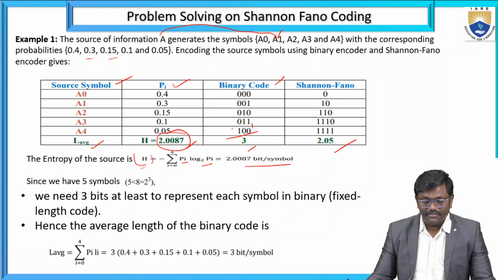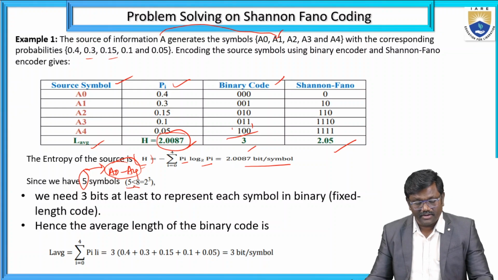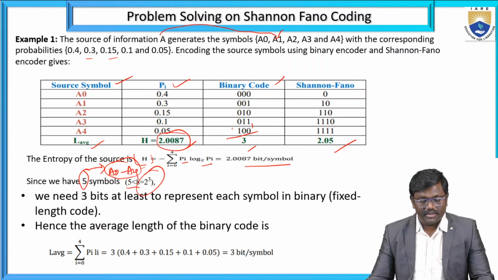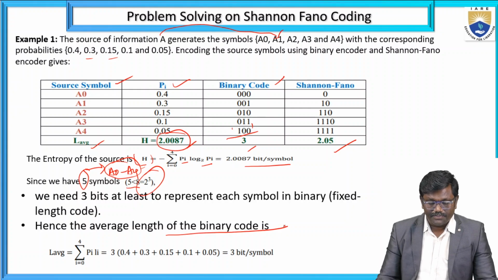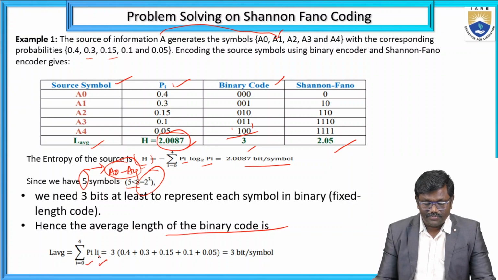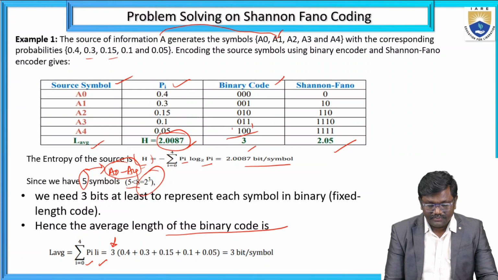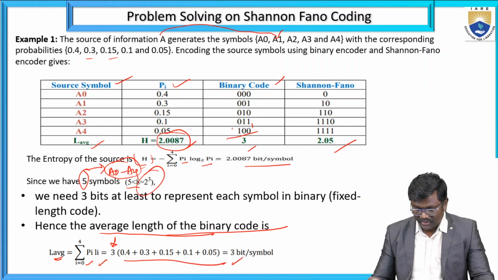Since we have five symbols, from A0 to A4, and 5 is greater than 4 and less than or equal to 8, which is 2 to the power of 3, we need at least 3 bits to represent each symbol in a binary fixed length code. Hence the average length of the binary code is the summation of pi into li. That is L average, which is nothing but the average length of the binary code. Simply adding the values multiplied by 3, we get 3 bits per symbol.